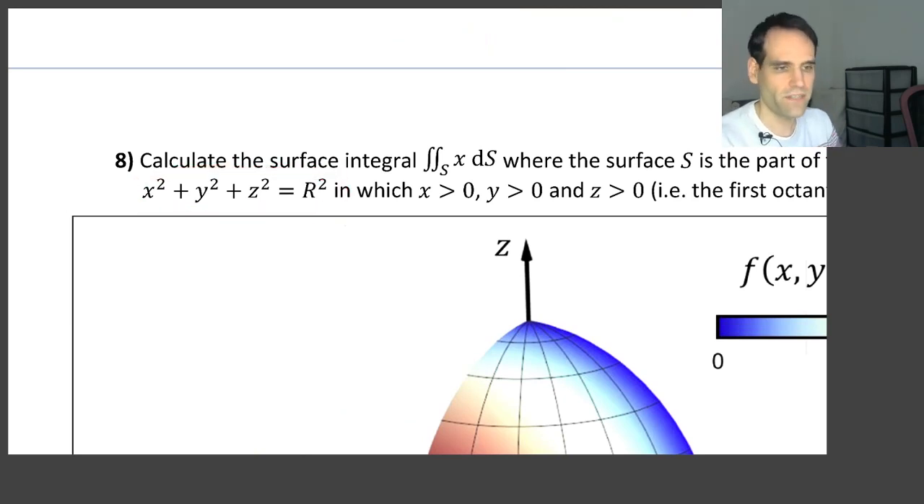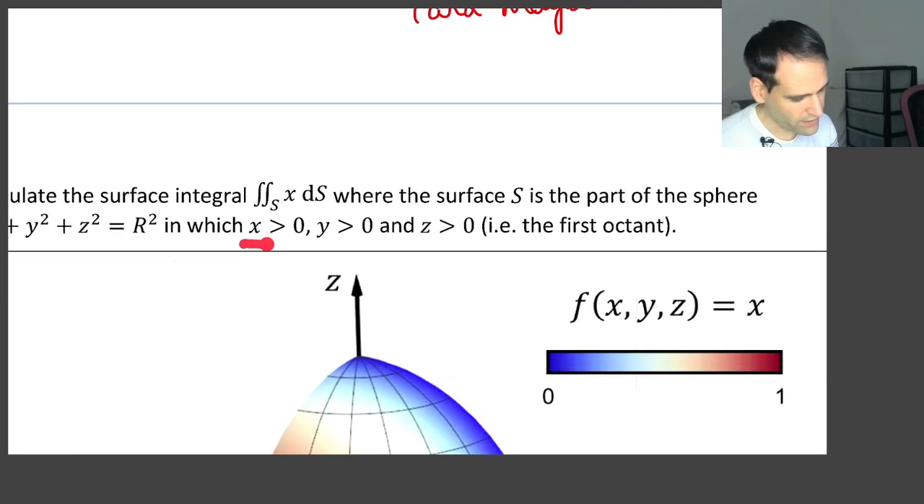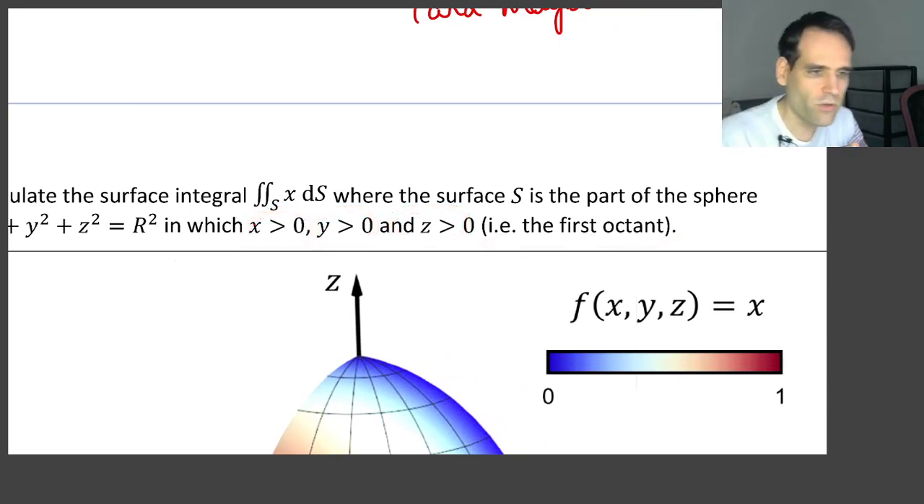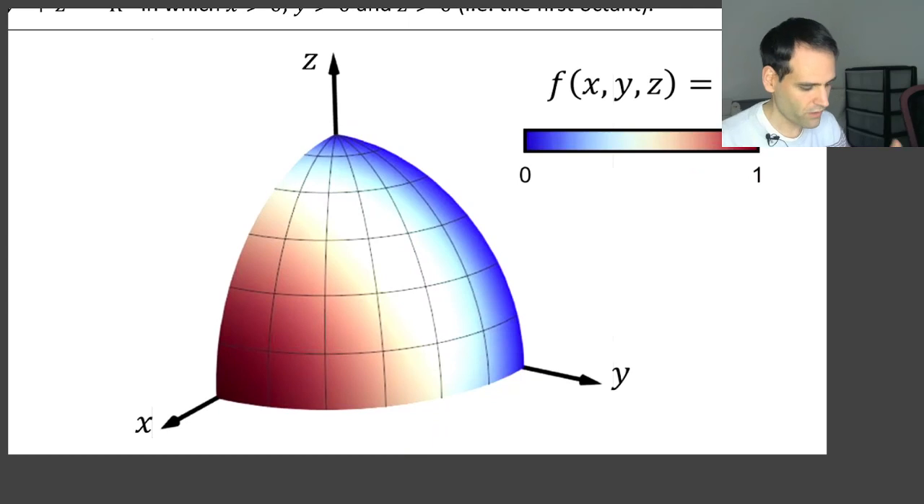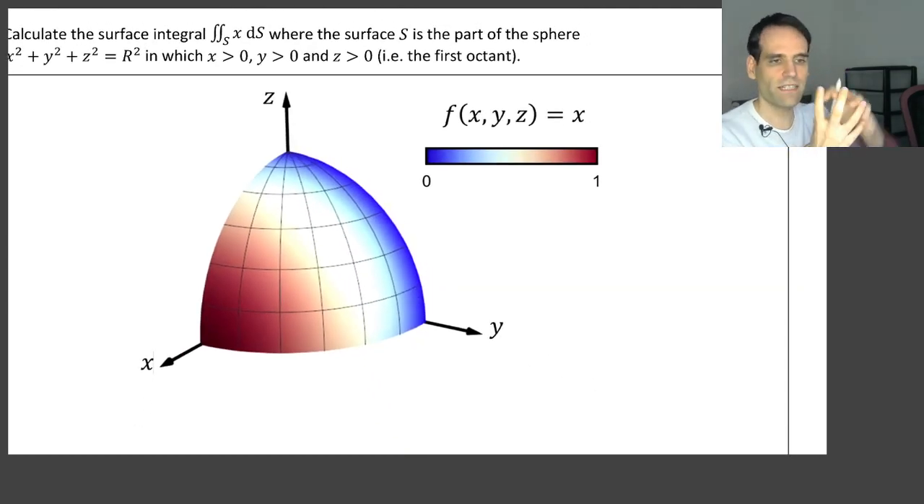You know the equation of a sphere. But the part of that sphere in which x is positive, y is positive, and z is positive, i.e. the first octant. Okay? So as usual, I recommend some intuition for what is happening. So I have plotted the first octant of a sphere. So we are in this octant of space where x, y, and z are all positive, okay?